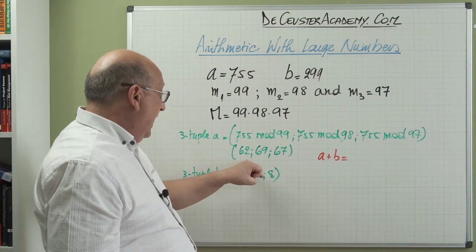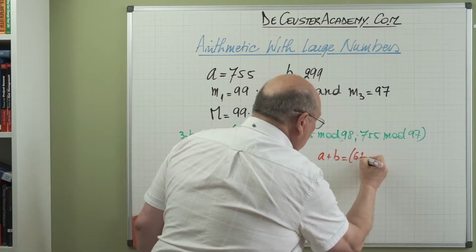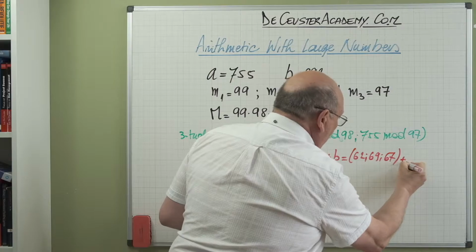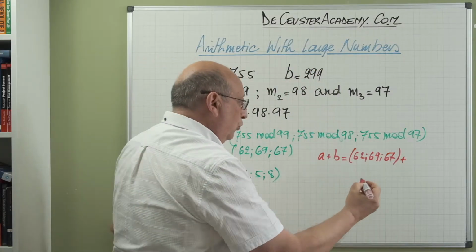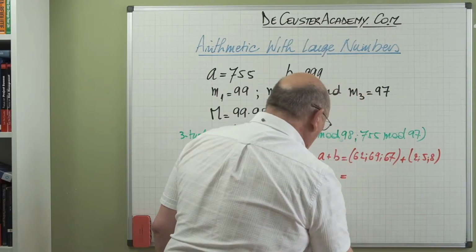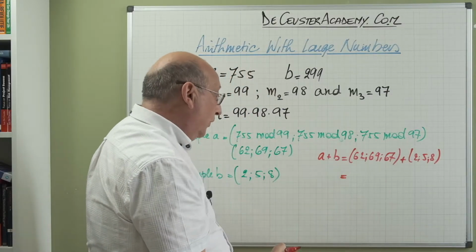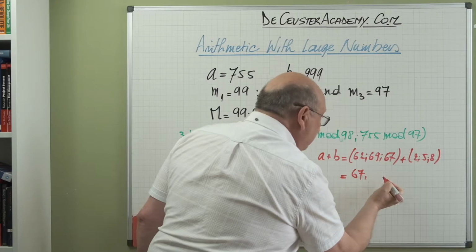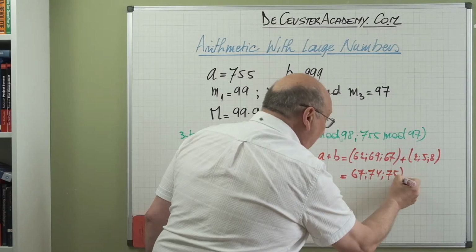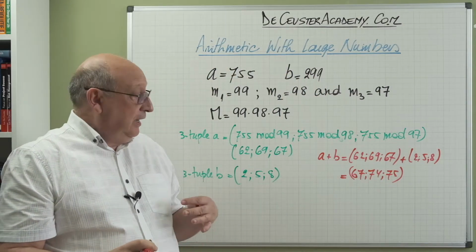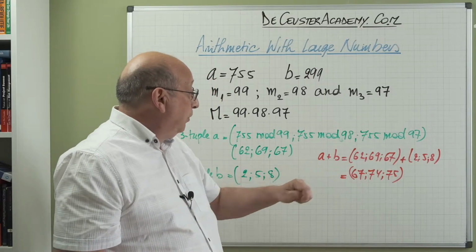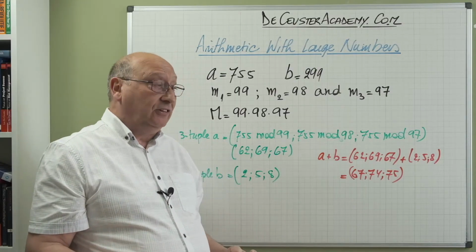So we have the n-tuple here, 62, 69, and 67, plus the three-tuple of B, 2, 5, and 8. And we find that the three-tuple for A plus B is 67, 74, and then we have 75. So that's the first three-tuple that we're going to use to find the result A plus B using the Chinese remainder theorem.